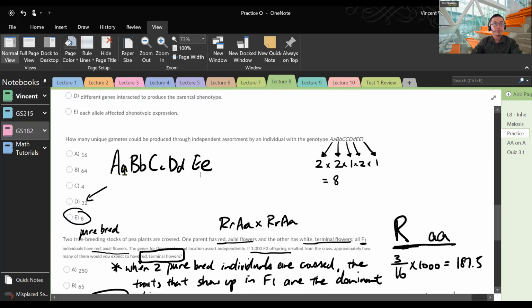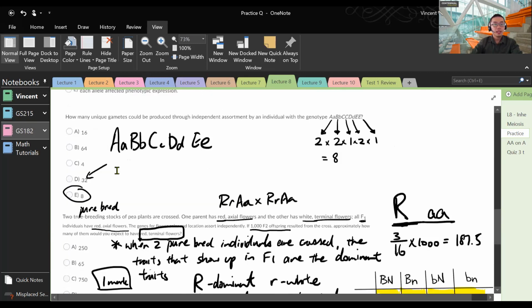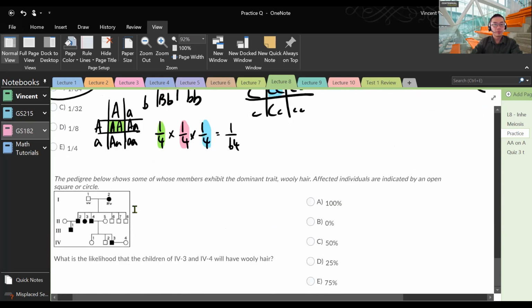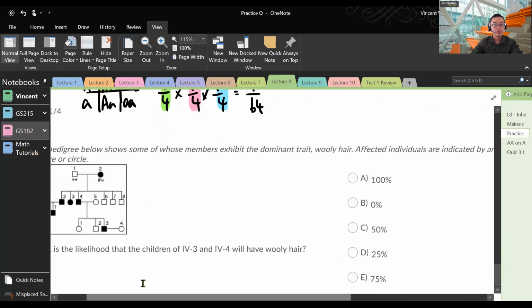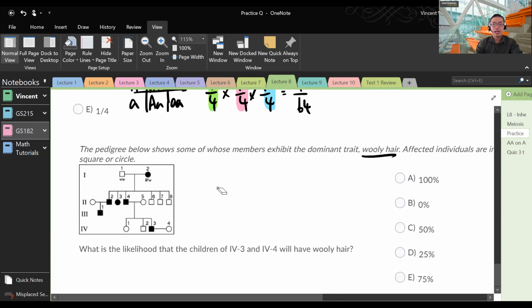All right. What else should we do? Okay, let's do one more here. The pedigree below shows some of whose members exhibit the dominant trait woolly hair. Okay, so black circle or square are people with woolly hair. I don't know what that means, but it doesn't matter. Those are the people with the woolly hair.